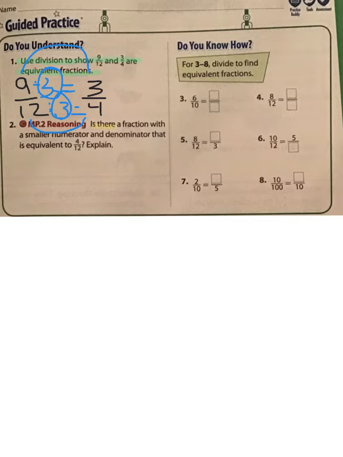Number 2, is there a fraction with a smaller numerator and denominator that is equivalent to 4/12? Explain. When you get into 5th grade, you're going to have to find the simplest form of a fraction. That means you can't divide it anymore. So we're going to practice with 4/12. Since 4 and 12 both share the factor of 4, we can divide both sides by 4. And if we divide both sides by 4, we're going to get 1 over 3.